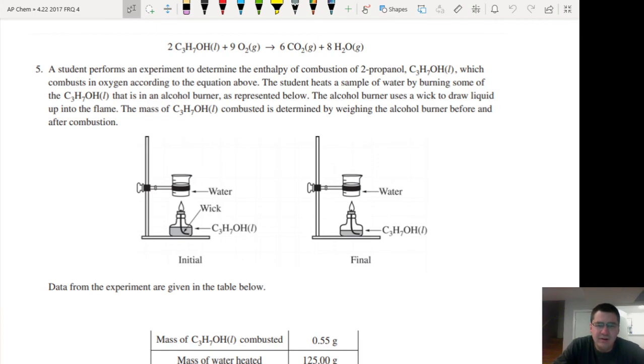The alcohol burner uses a wick to draw liquid up to the flame. The mass of propanol combusted is determined by weighing the burner before and after. So they just weigh that little bottle before and after, and they can tell how much they've combusted. Do you guys have any questions on the setup?